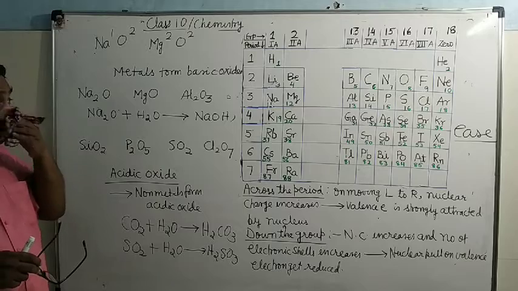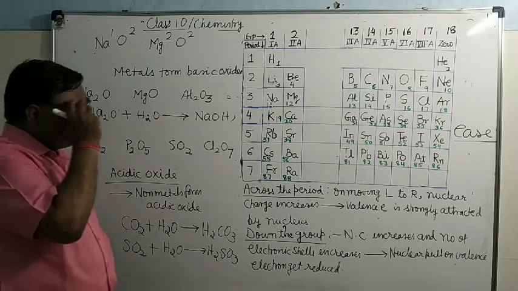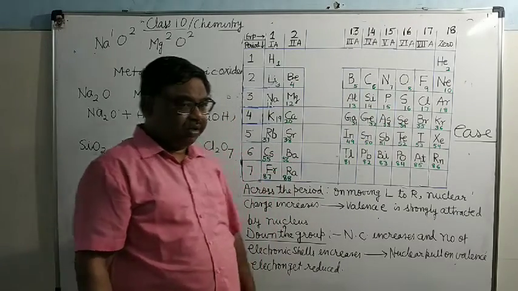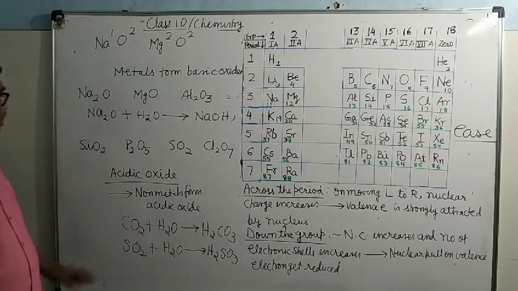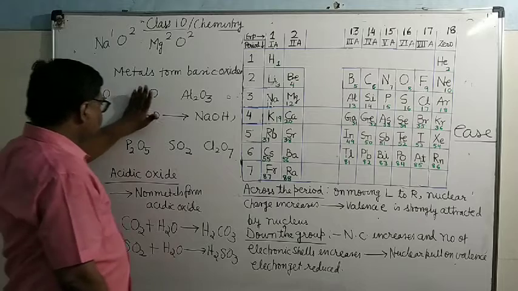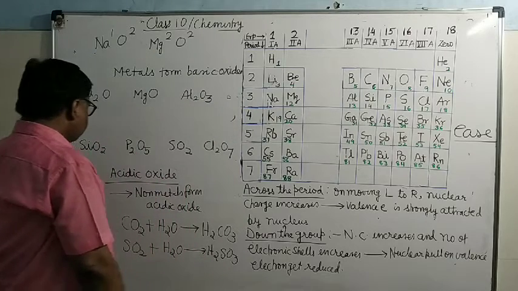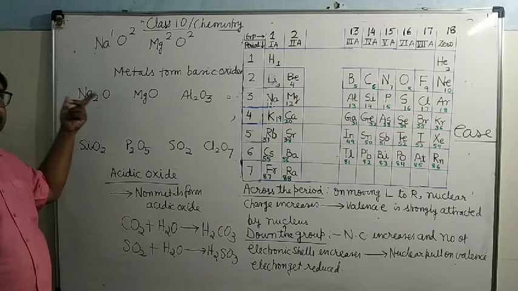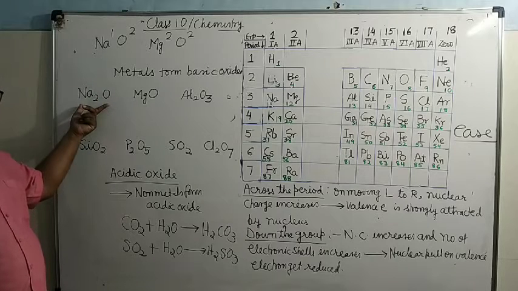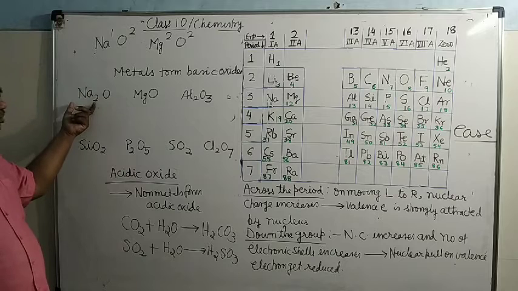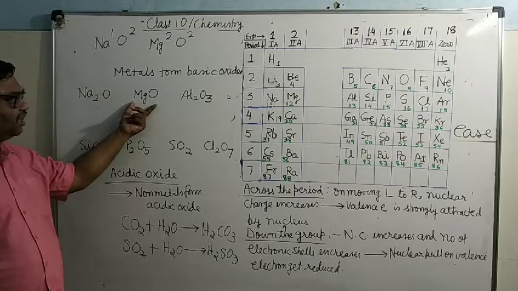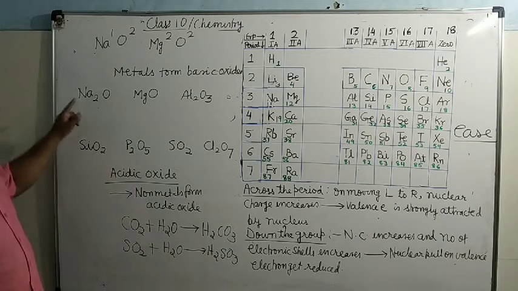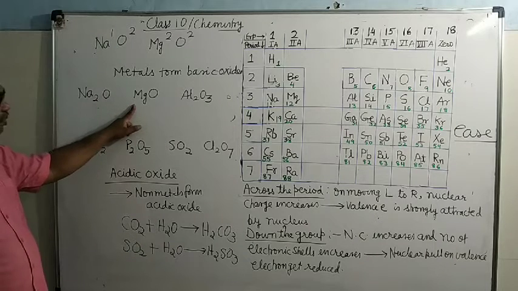Now see here, if you move left to right in any period, what happens? On the left side there are metals, on the right side are non-metals. Now I am erasing this, otherwise there would be confusion. This is the most basic oxide. Its basicity is maximum. Then it is less basic. Then this is least basic. Is it clear? It is most basic, then less basic.